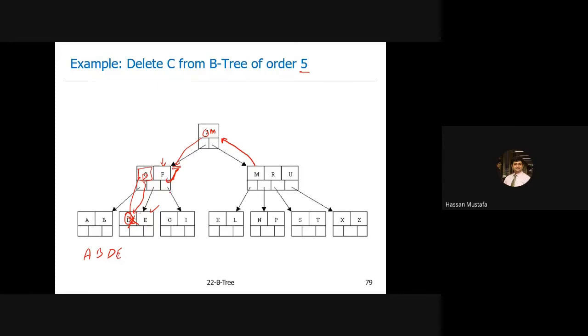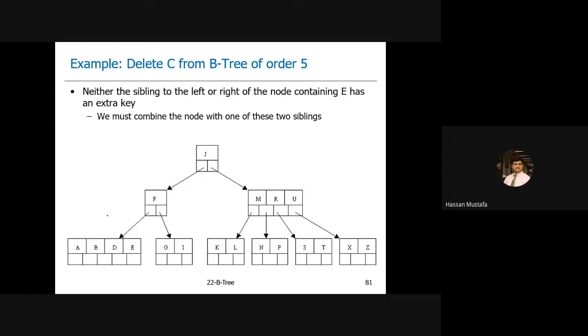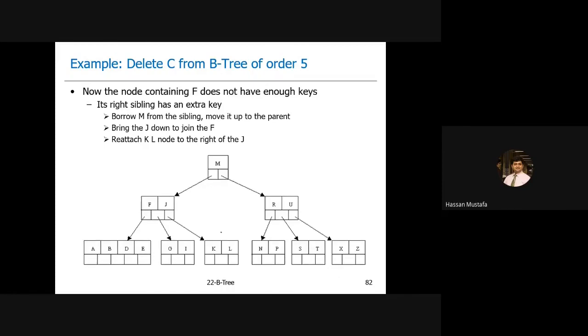Okay, so that's how we handled this case when there were fewer keys in the node from where we deleted the value. You see, after deleting C, this node E has fewer keys, so we borrowed the key from the parent. Now this parent is deficient of keys, so we borrowed the key from the right sibling. So this is the final tree which fulfills all the properties of the B tree. So that's it for the B tree.